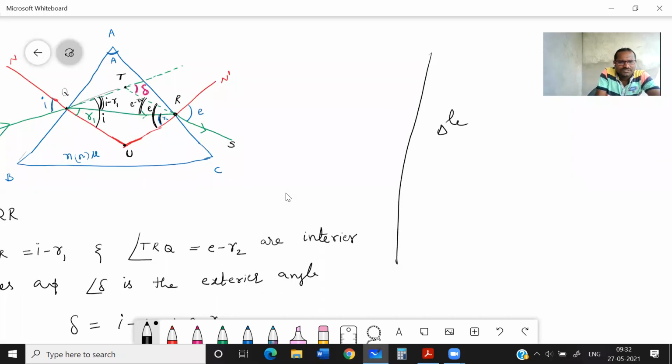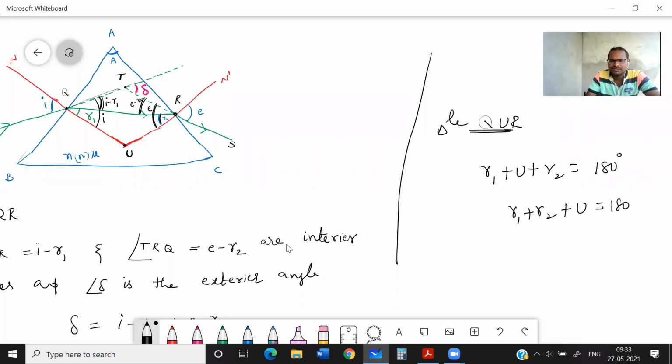This triangle QUR triangle you see. R1 plus U plus R2 should be equal to how much, Nana? 180 degrees. Yes or no? Yes. We can say, means R1 plus R2 plus U should be equal to 180 degrees.